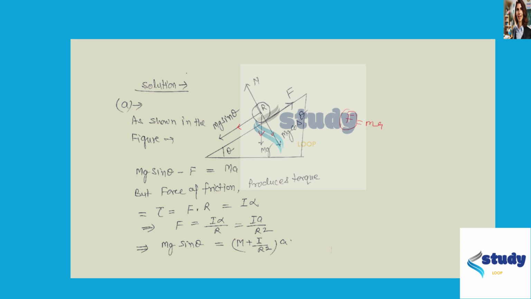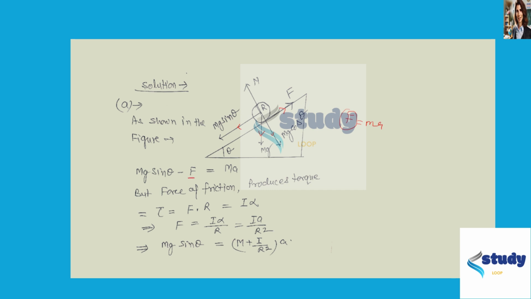Now this F is going to be mg, so mg is down, and then friction is in the opposite direction. Because it's going down, mg sin θ is bigger than the friction. So you have mg sin θ minus F equals ma. Remember, F is friction.